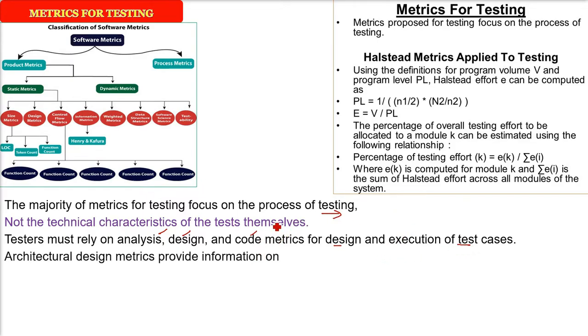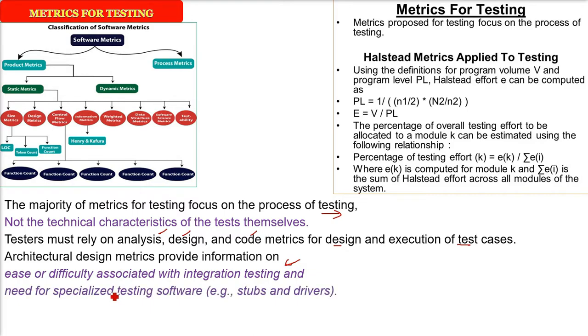So the architectural design metrics provide certain information to us, like the architectural design we have already seen. What information do they give? They give us information like the ease or difficulty of integration testing. Do we need stubs and drivers, like the need for specialized testing software? Do we need a main dummy program or the sub-module dummy programs? So this architectural design metric will tell you.